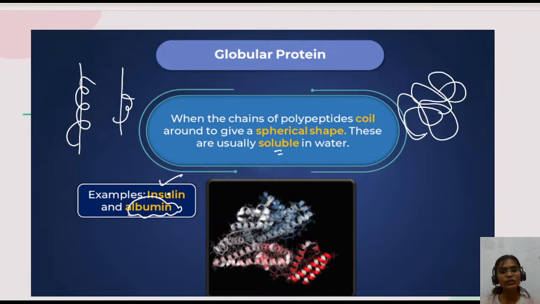Insulin, you know, the insulin injection given to someone suffering from diabetes. Insulin is secreted by the pancreas, and it's very important for balancing the sugar level in our body. Okay, so this is all for insulin.